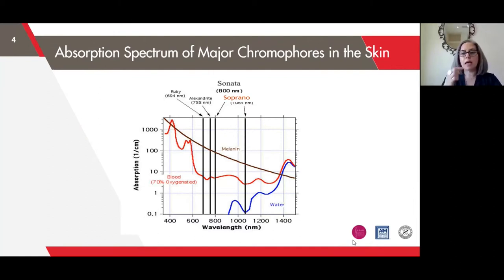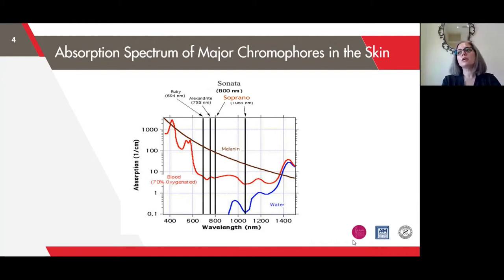The explanation of this slide is the absorption curve of melanin, the absorption curve of oxygenated hemoglobin, which is considered our secondary chromophore, and the absorption curve of water.